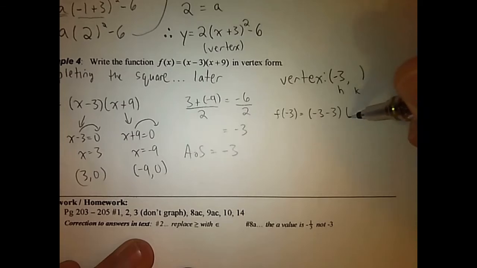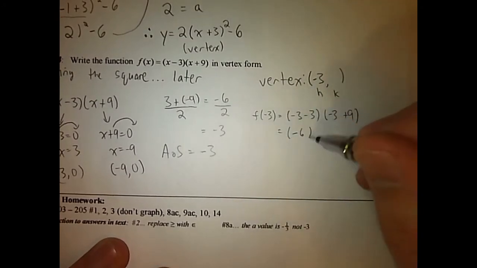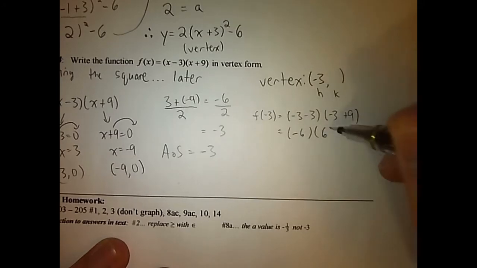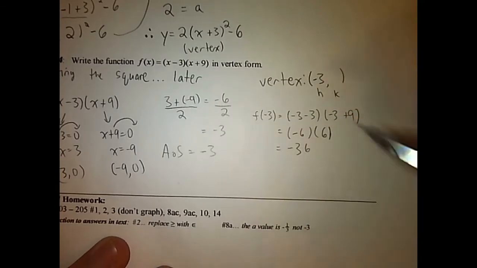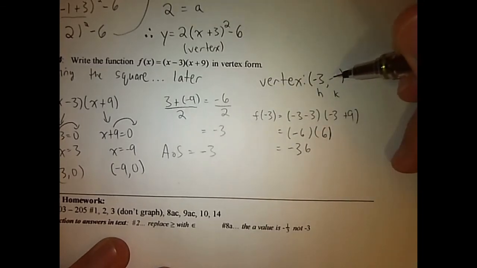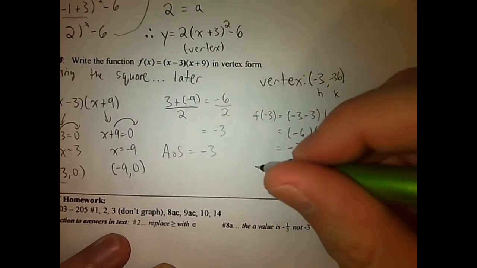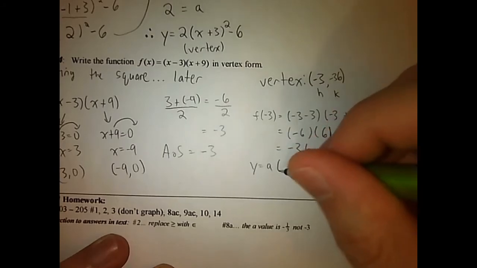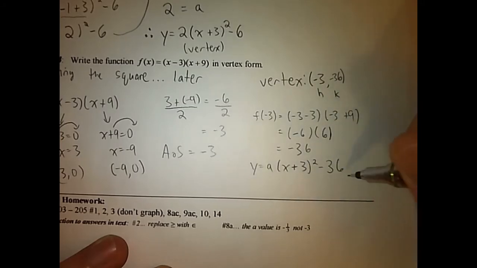X becomes negative 3 wherever I see x. And then I'm going to just follow BIDMAS, brackets first, negative 6. Please, if you need to, use a calculator. I get negative 36 here. So my k value is going to be negative 36. So my vertex form equation so far is y equals a times x plus 3 squared minus 36.